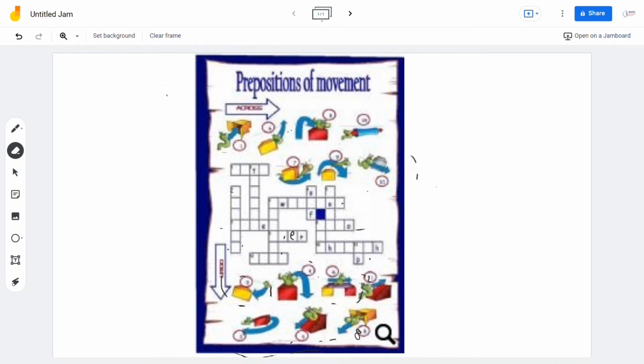This one. What kind of movement is it? Tell me. What kind of movement is this? It's a movement to an enclosed space. It's going to touch something. It's going to be in physical contact with somebody, something. And it's going in. So, it's called into.